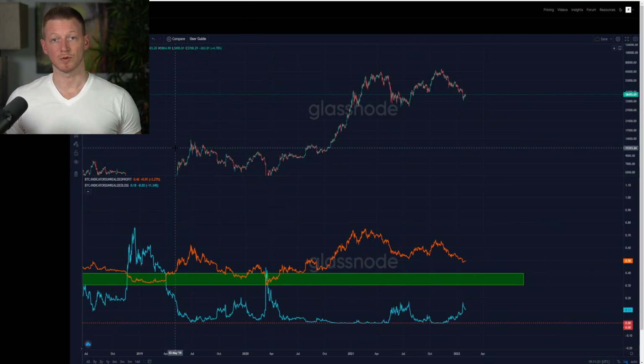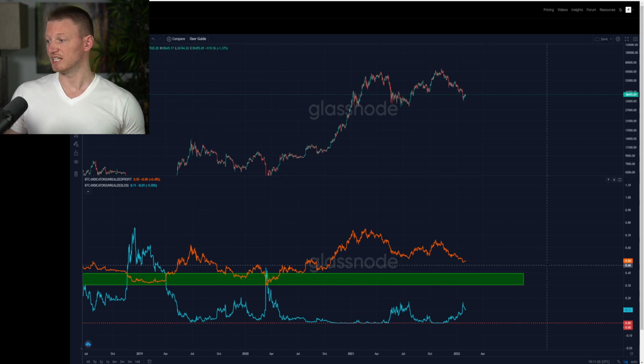So this begs the question, where are we at right now? As you can see, we are sitting at a relative unrealized profit of around 0.5 compared to our relative unrealized loss of 0.1. There's a few things that we can take note of here. First of all, we've been in a downtrend for the relative unrealized profit ever since about February. We reached our peak at around 0.76 in February, and we've just been heading down since then.